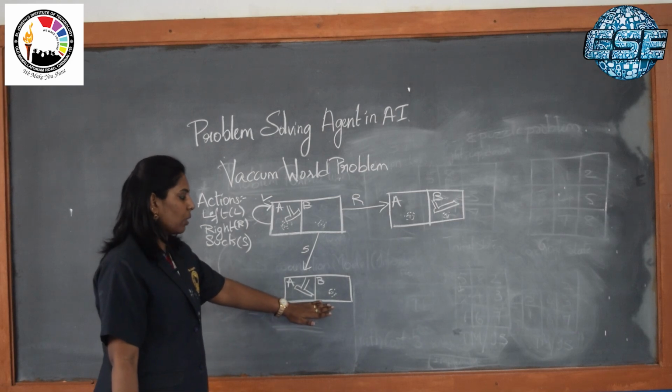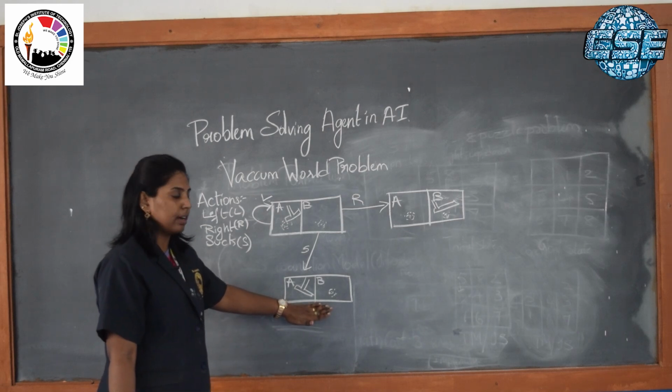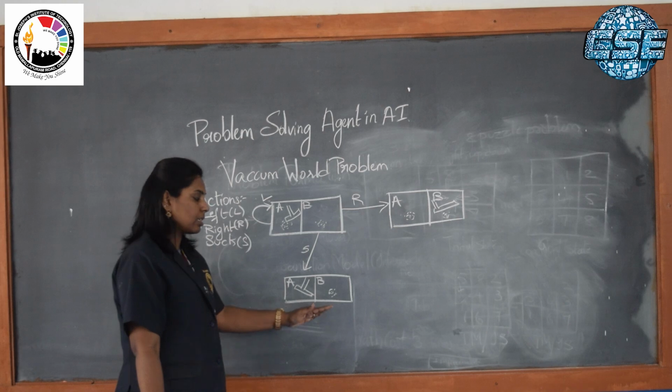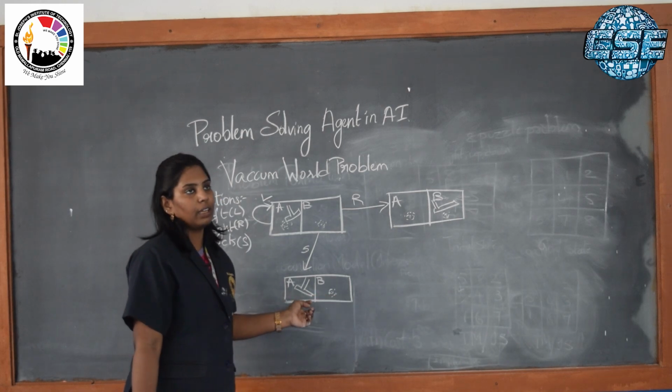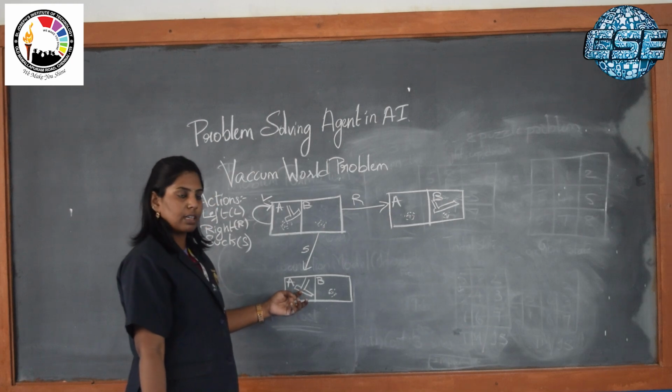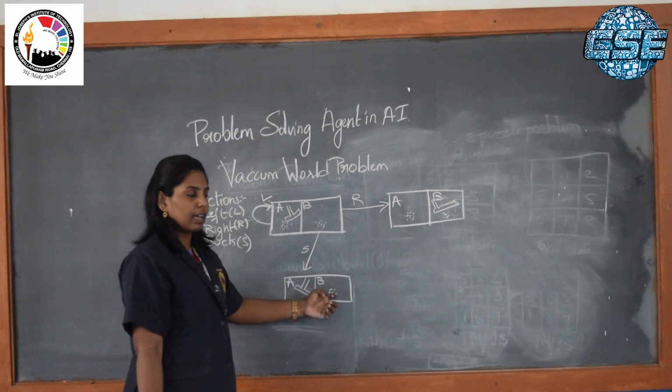So we have to check whether this is a goal state or not. Is it a goal state? No, because what did I say my goal state would be? Both the rooms should be clean, but here only one room is clean. Here we have dirt inside B.